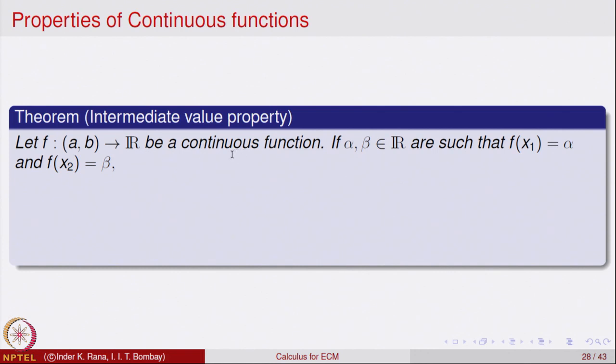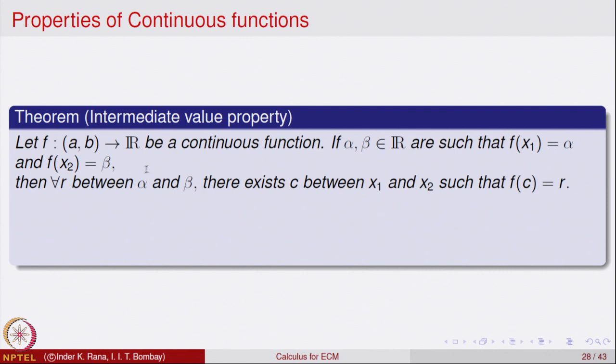So, the function is given to be continuous, and alpha and beta are two real numbers which are in the range of the function. That means there are points x1 and x2 belonging to [a, b] such that f of x1 is equal to alpha and f of x2 is equal to beta. So, the function takes the values alpha and beta at some points x1 and x2 in the domain. Then the claim is that for every real number r between alpha and beta, there exists a number c between x1 and x2 such that f of c is equal to r.